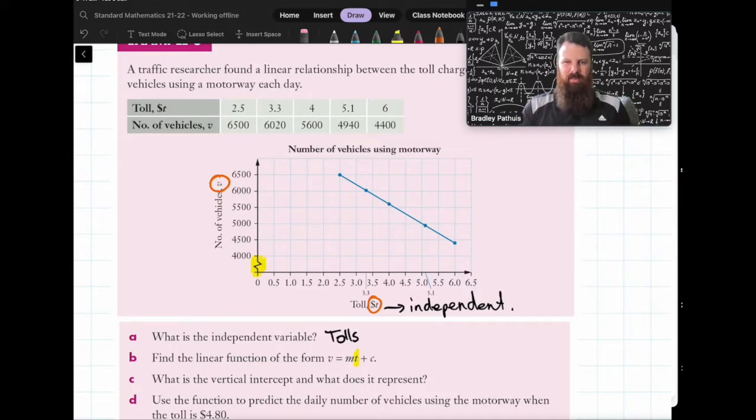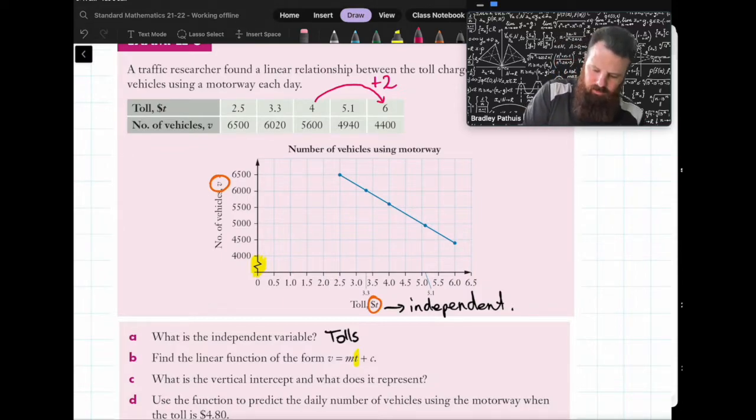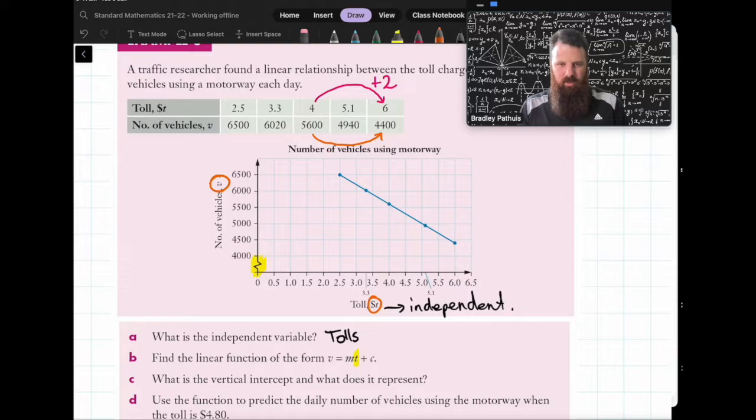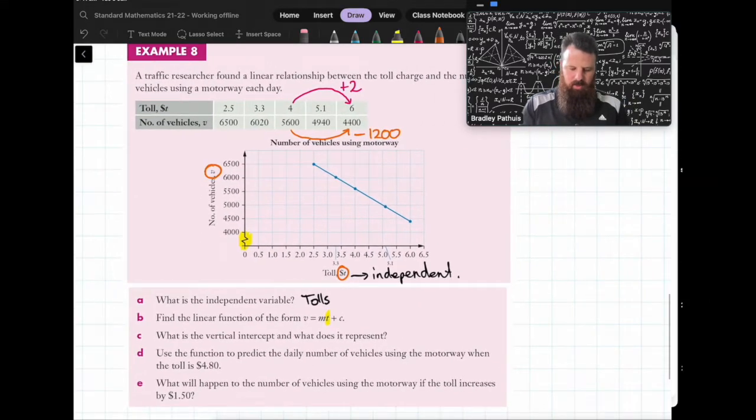And again, I'm going to try and make life easy for myself. While I can deal in decimals, let's avoid it if we can. So I'm going to pick the points 4 and 6. What have I done to get to the points 4 and 6? It's gone up by 2. The number of vehicles between those 2 points, well, from 5,600, it's actually decreased to 4,400. It's gone down by minus 1200.